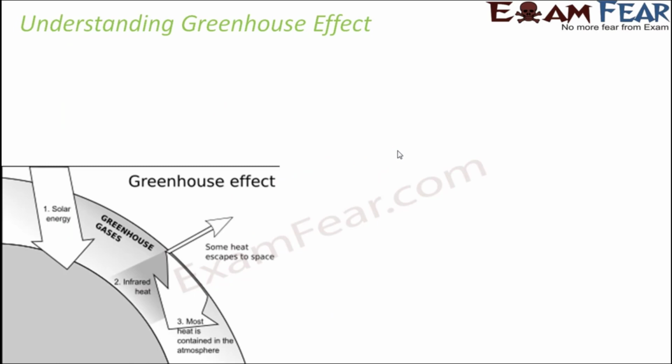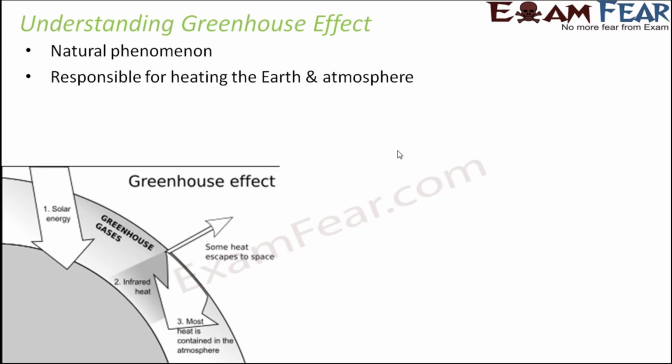So let us try understanding the greenhouse effect. Greenhouse effect is a natural phenomenon. It happens on its own. It is responsible for heating the earth as well as the atmosphere. So what happens is something like this. The solar radiation reaches the outer atmosphere. Some part of the solar radiation gets reflected by the gases and the clouds in the outer atmosphere itself. Some part gets absorbed by the gases and the clouds. More than 50% of the solar radiation reaches the Earth's surface.